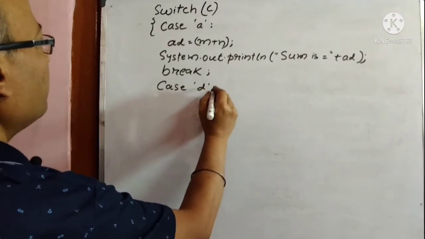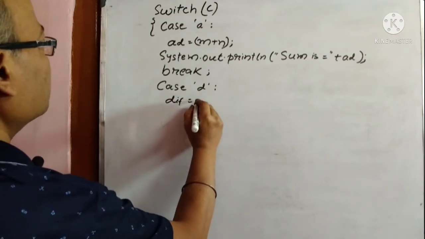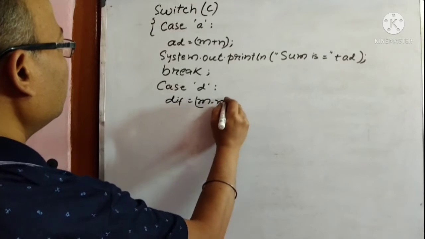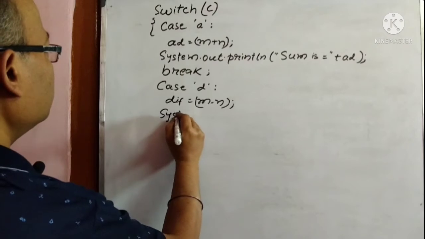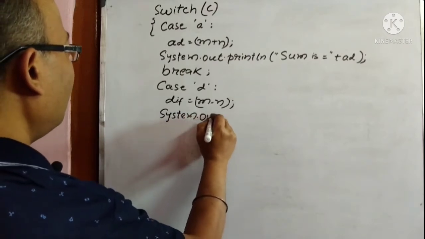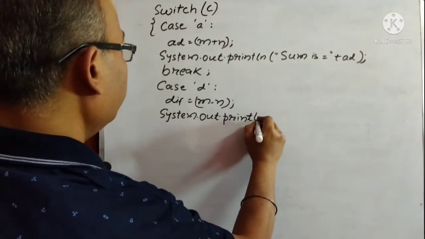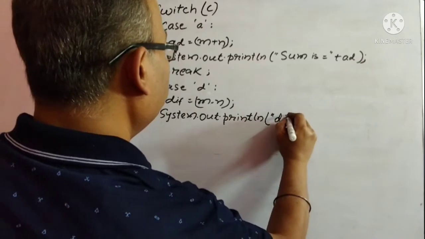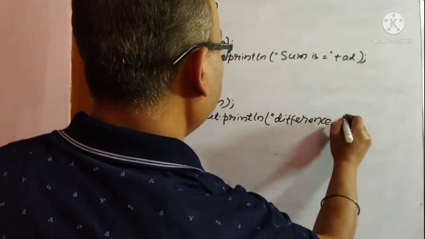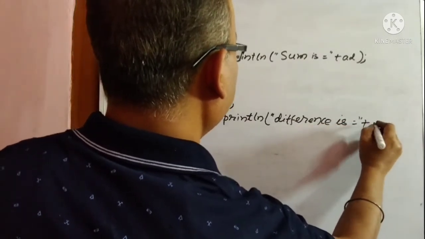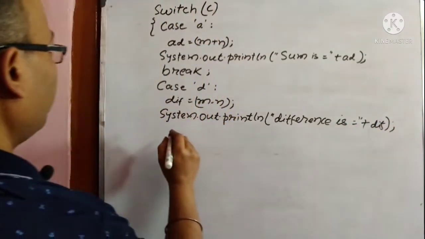D. Okay. Then what? DIF. Diff is what? M minus N. Okay. Then you just print System.out.println("difference is"), where it is in DIF. Okay. Break.